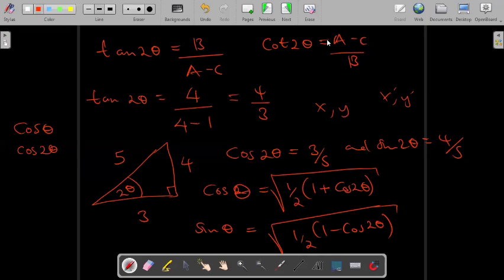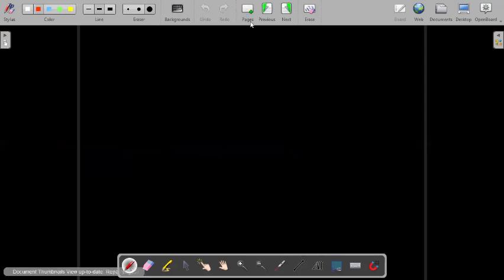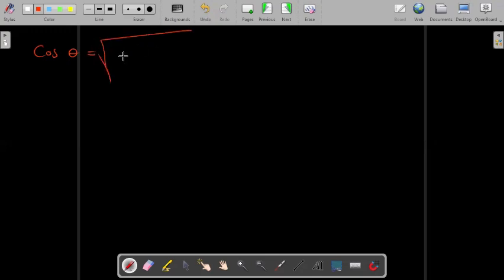Okay, so now what do I do next? I don't want to erase our work because I'll have to come back to it. So we create a new page. So our cos theta now is going to be equal to root of half times 1 plus, and I already had found my cos 2 theta, which was 3 over 5. I can evaluate this. The inside gives me 8 over 5, and 8 over 5 multiplied by half reduces to 4 over 5.